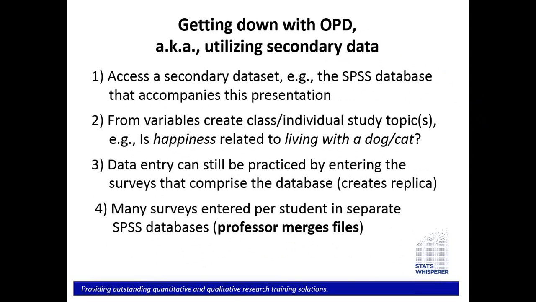Okay, first, how do you do that? First, you access a secondary data set, such as the SPSS data set that accompanies this presentation. Number 2, you look at the list of variables. So from the list of variables, you create either a class or individual topics. For example, is happiness related to living with a dog or a cat? As is illustrated in the textbook.